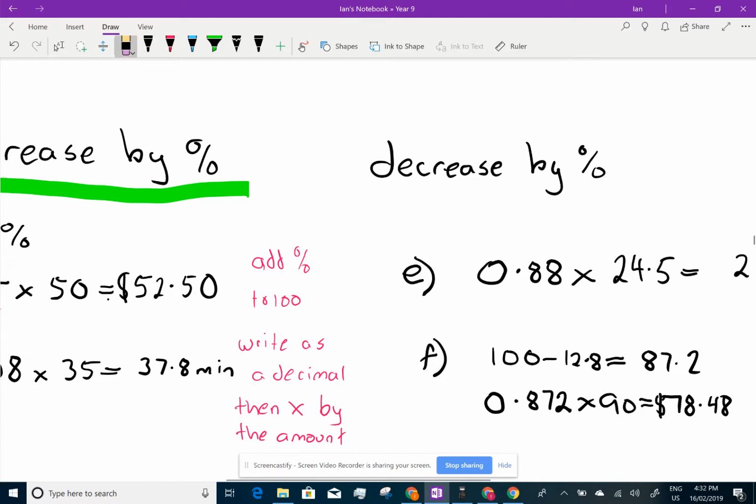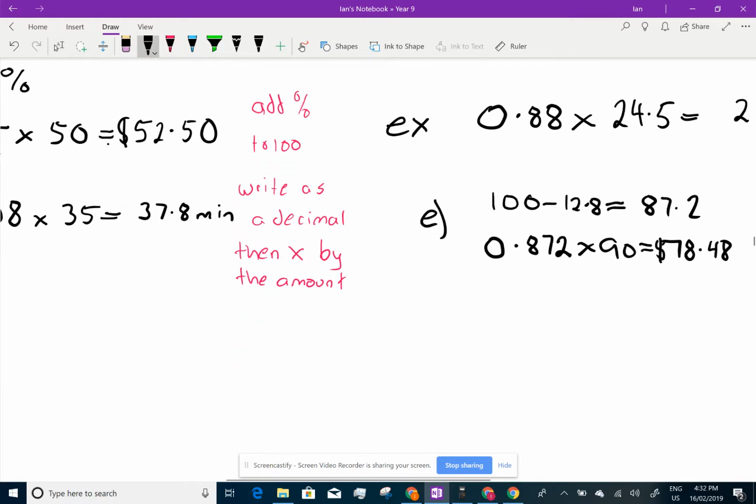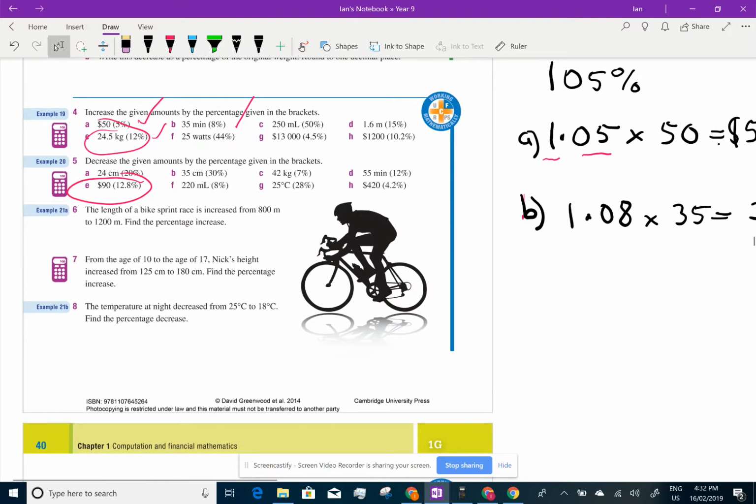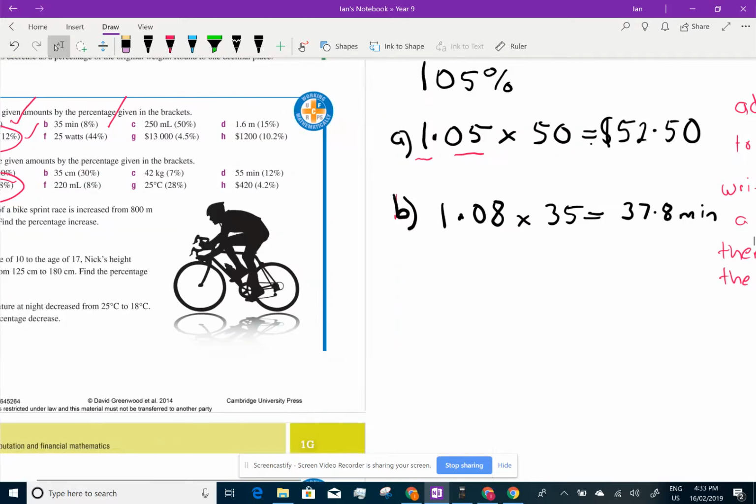And that was E. And this was an example question because I used it from the wrong exercise. We'll do one more. I'll do F. 8%. I need to decrease by 8%.